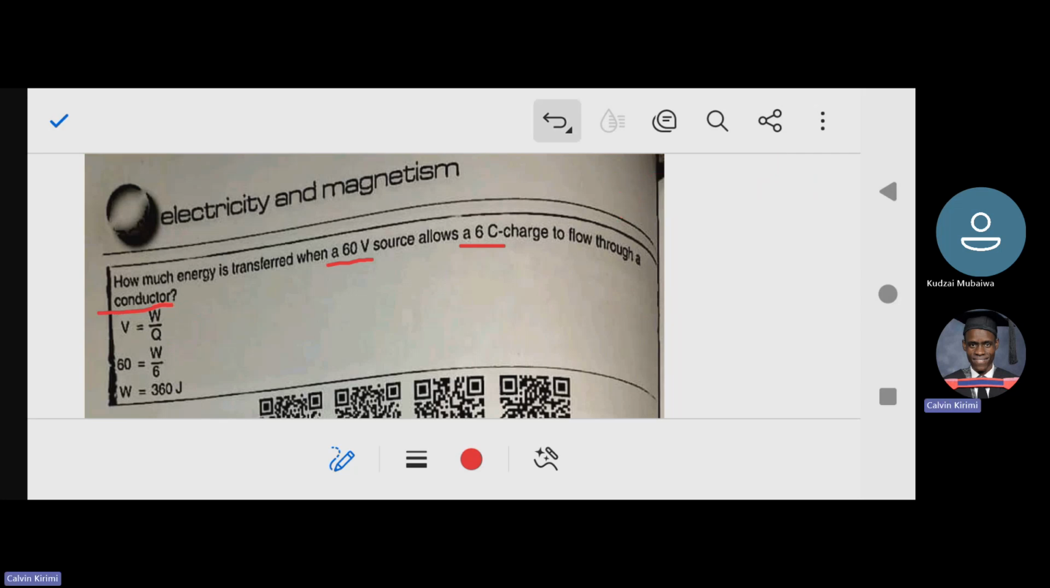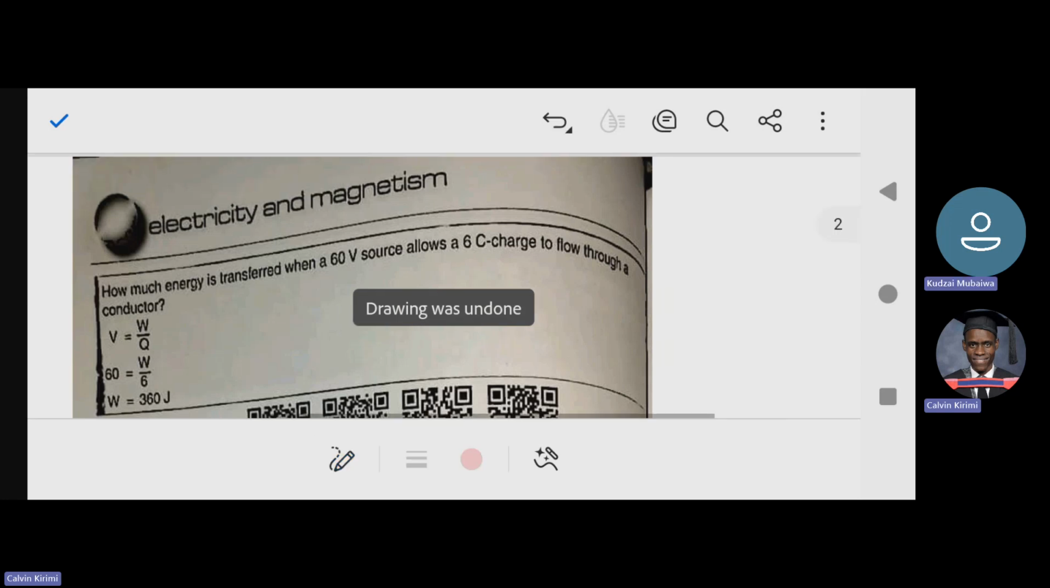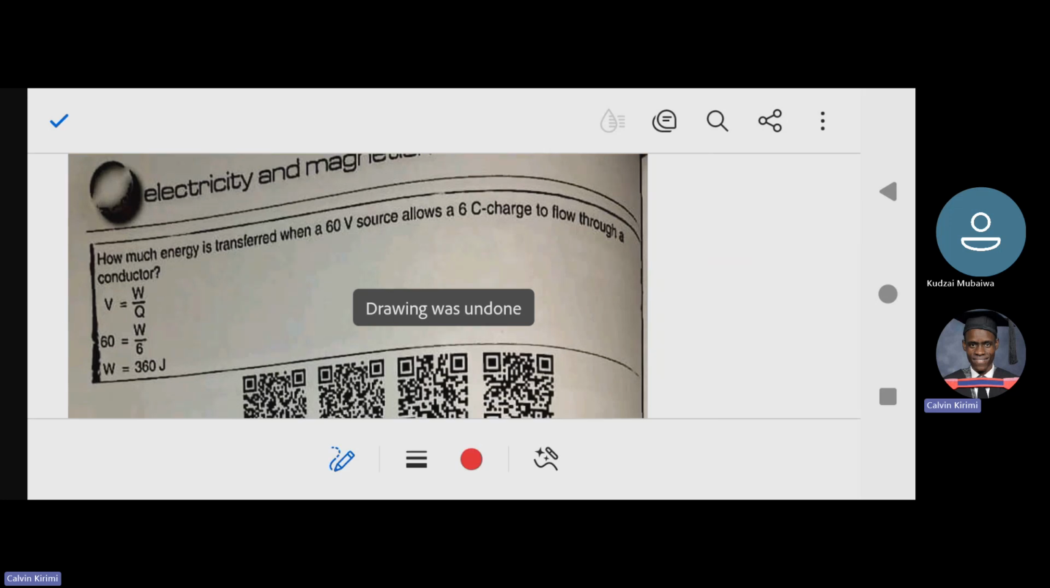But as far as I can see, here it is just a matter of substituting using your mathematics. Where there is V, you just put 60. And when you are substituting numbers, don't put the units. Don't say it like this: V is equal to W over 6C. Just use the numbers only.